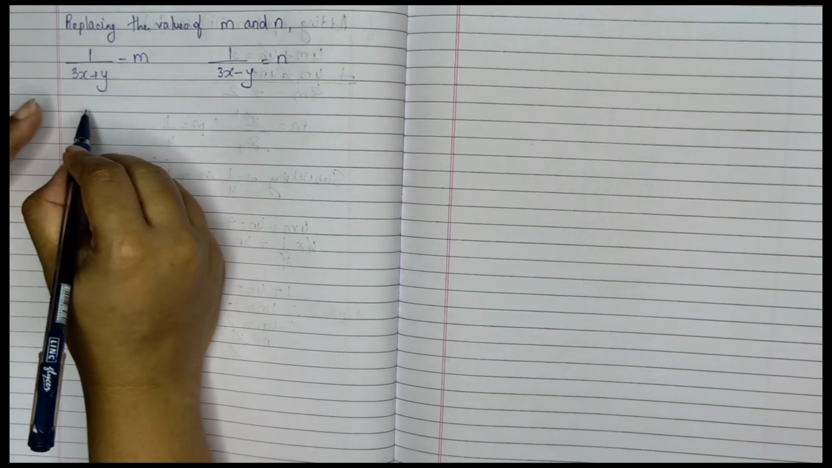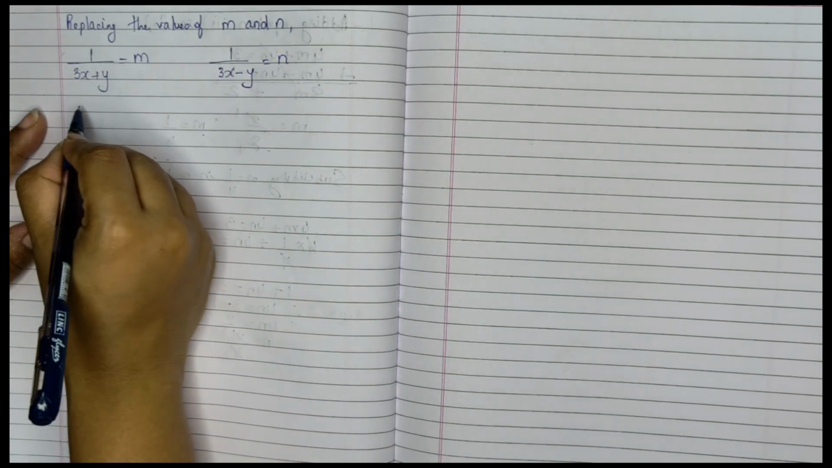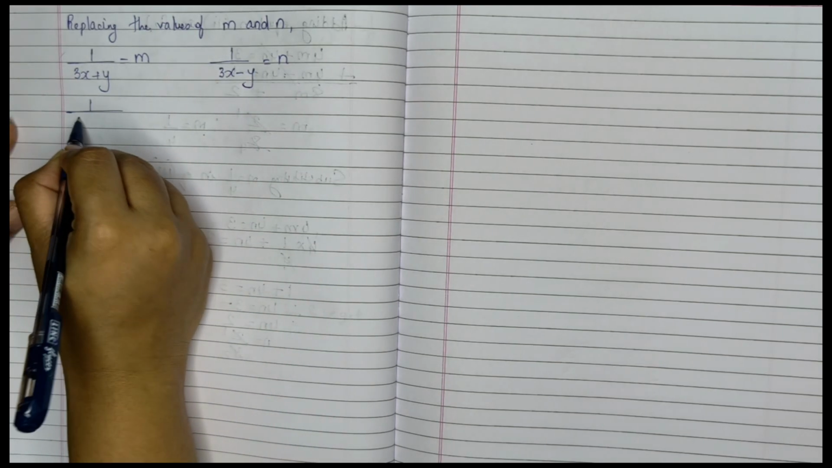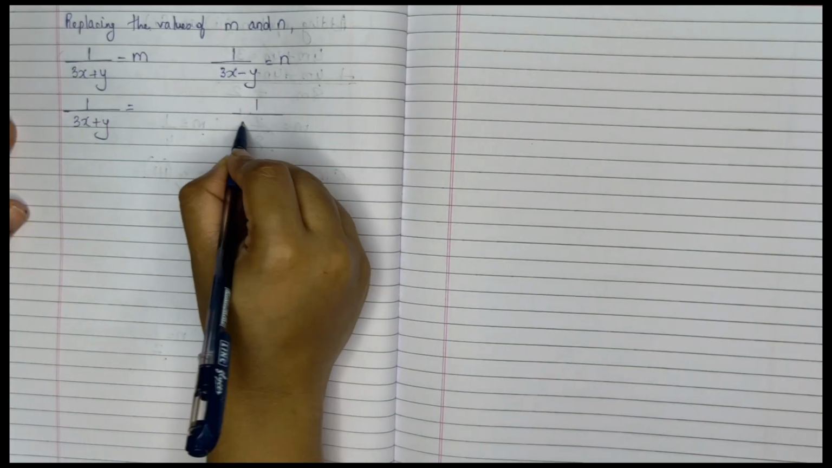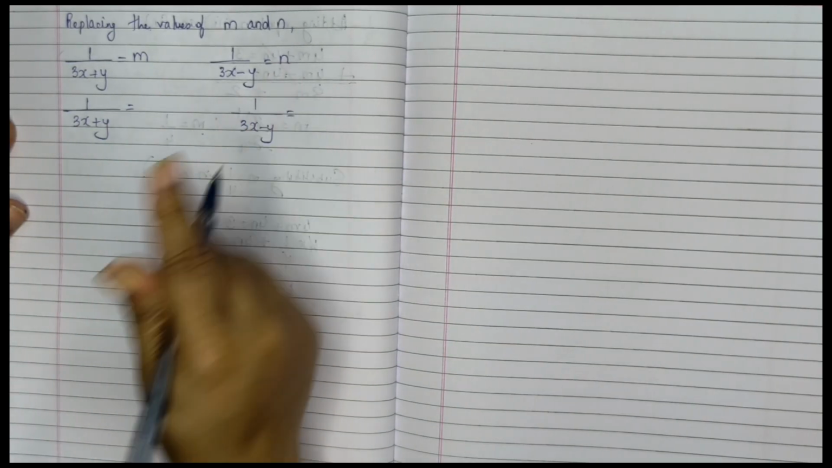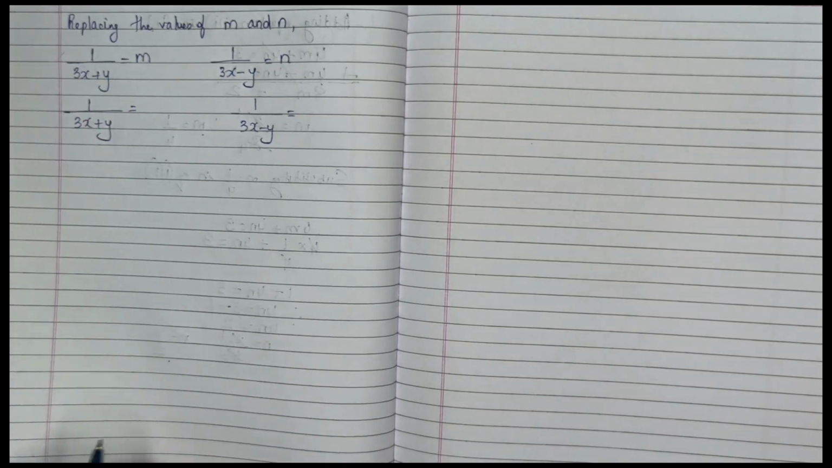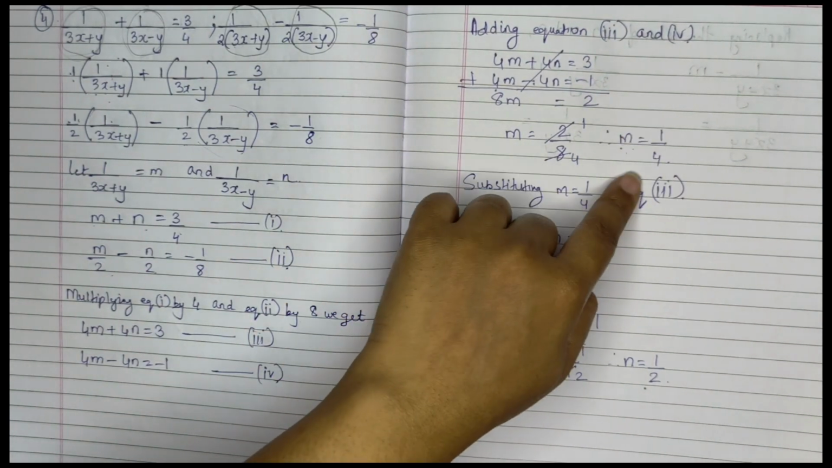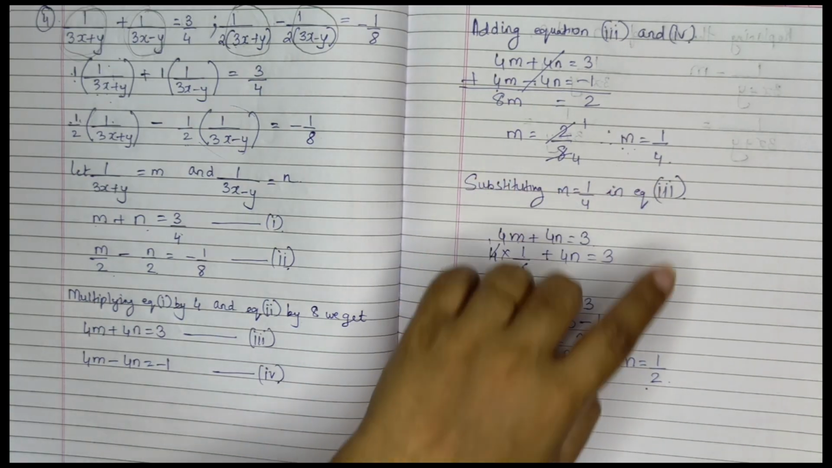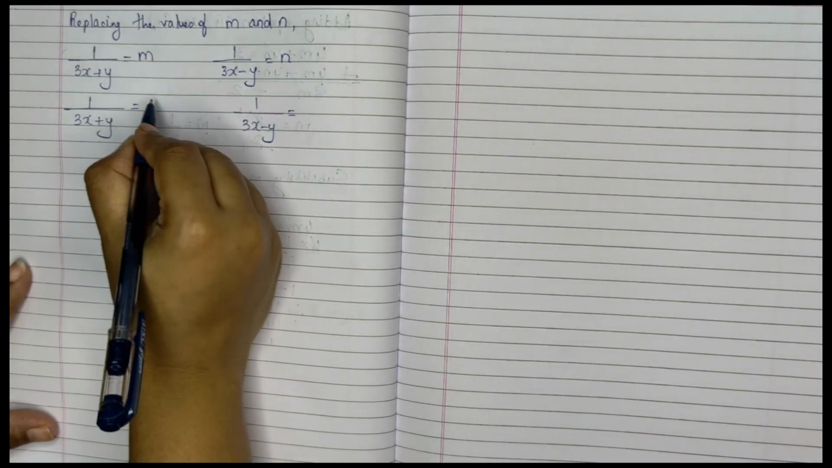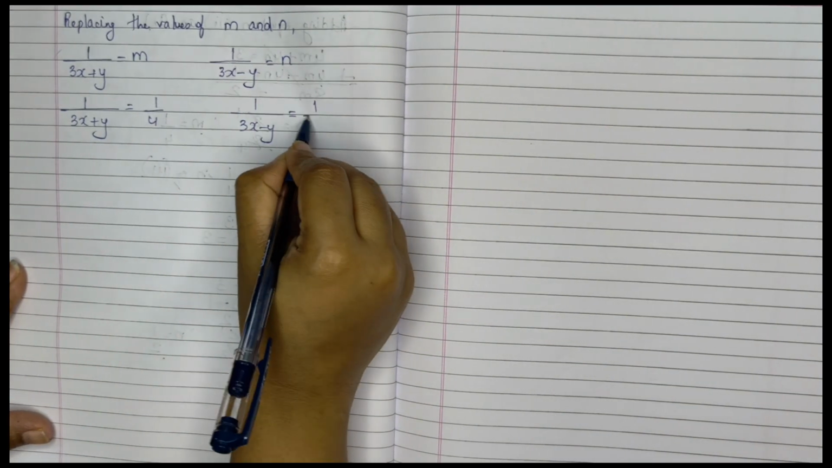First write this as it is. This left hand side will be as it is on both the sides. 1 upon 3x plus y, and this also you can write down as it is, 1 upon 3x minus y. Now m's value we got, m is equal to 1 upon 4 and n we got 1 upon 2. M is 1 upon 4, n is 1 upon 2.